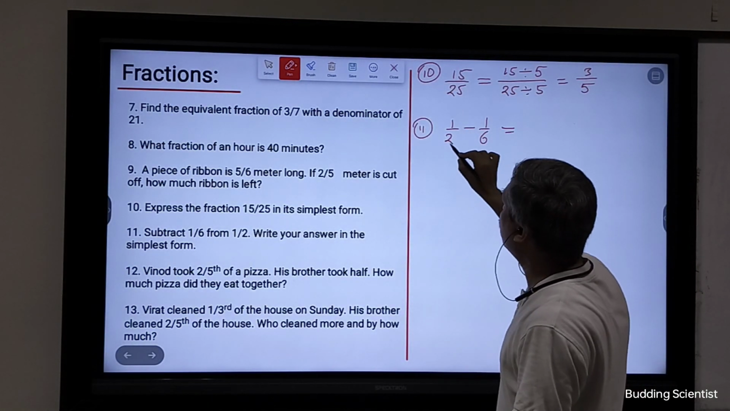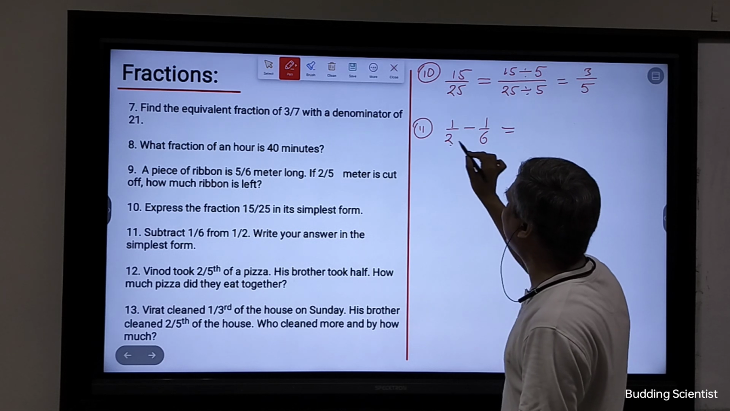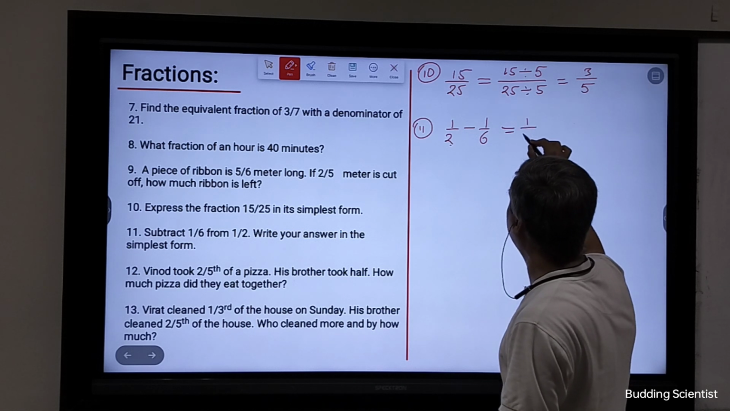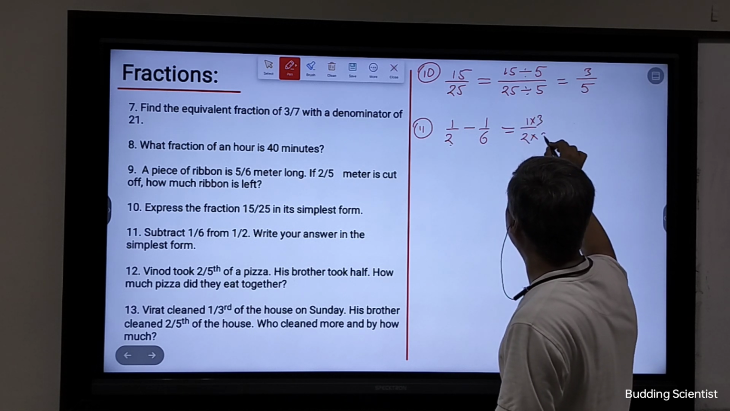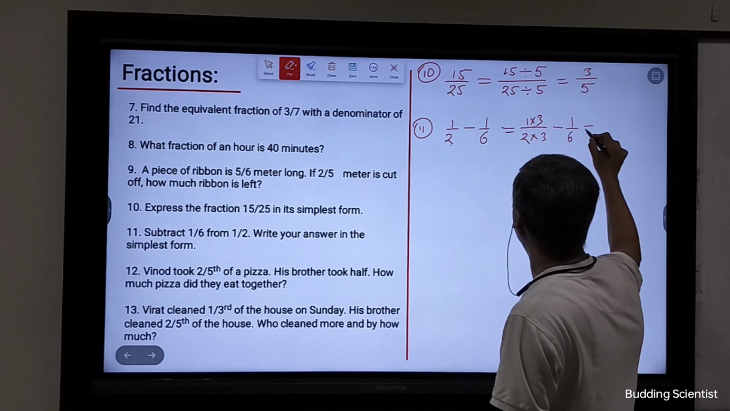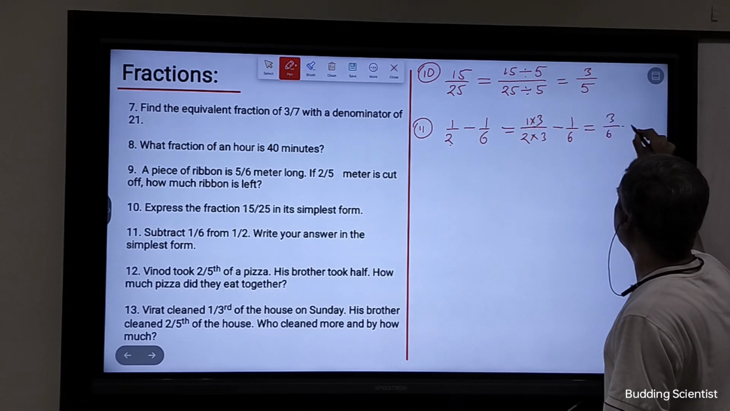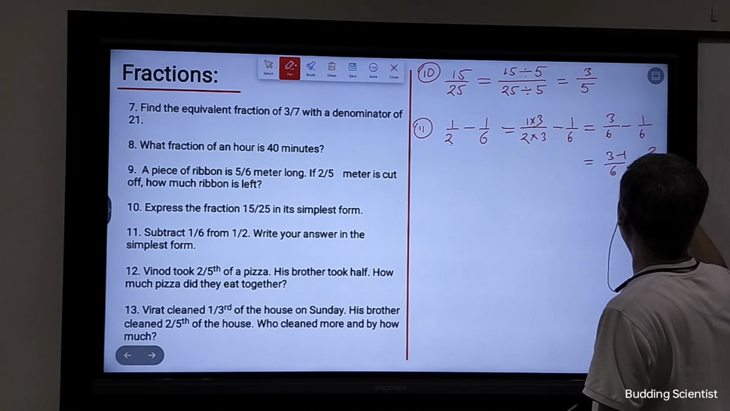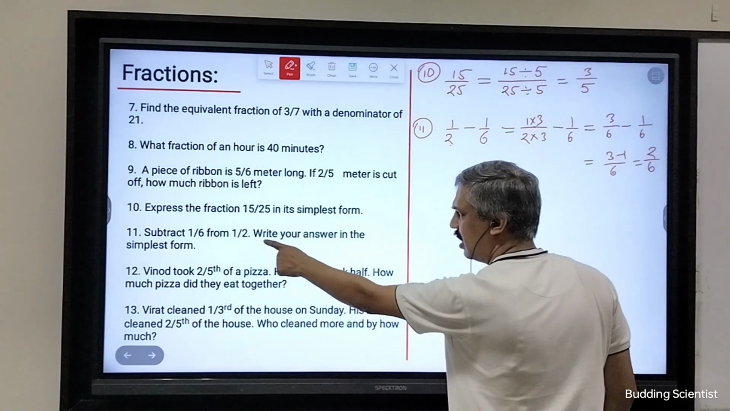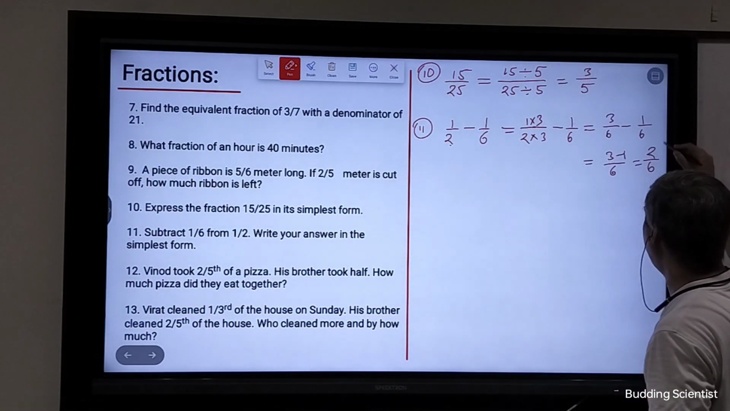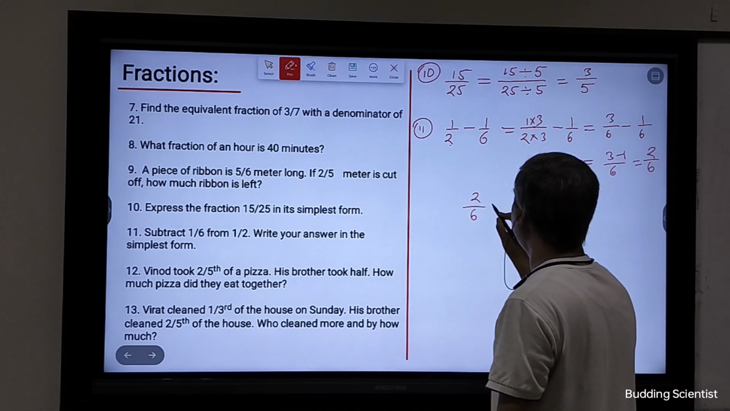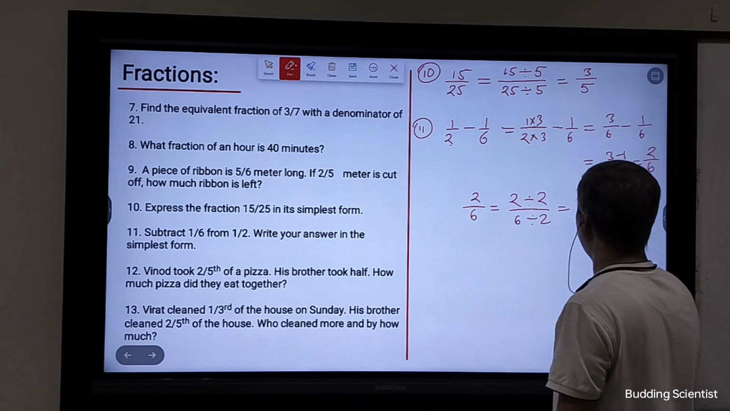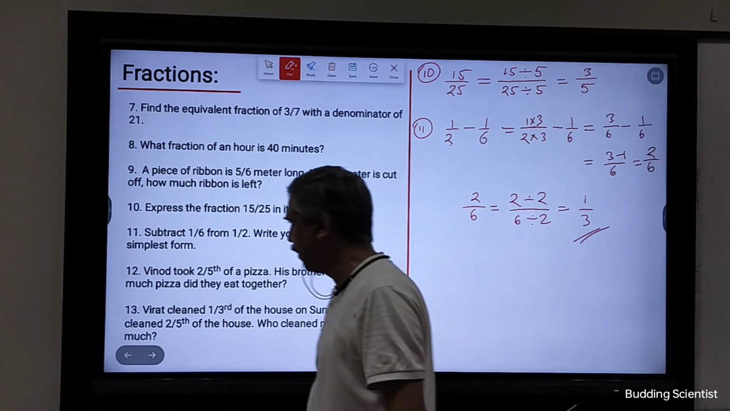So the LCM will be 6. I have to make 6 here. This is where 6 is available. I have to make 6 here. Multiply by 3. So we have 1 by 2, 3 by 6 minus 1 by 6 is equal to 3 minus 1 by 6 is equal to 2 by 6. And that's why the next line is write your answer in the simplest form, because there is a common factor here. So 2 by 6 is equal to 2 upon 2 upon 6 upon 2 is equal to 1 by 3 is the final answer.